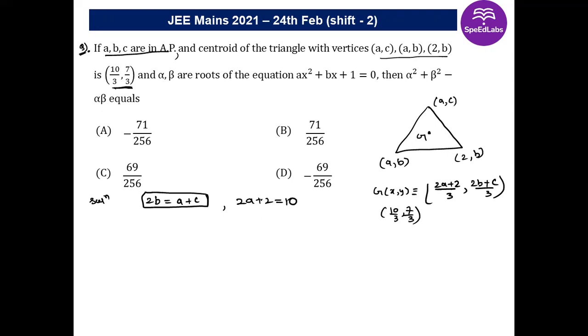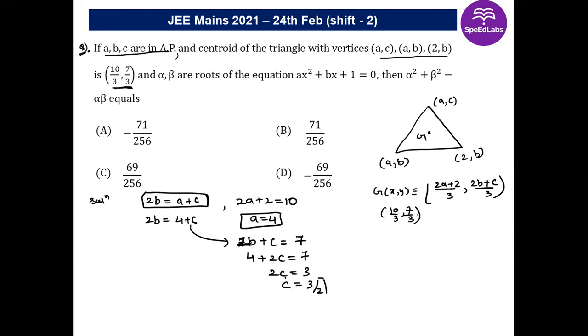Comparing the x coordinate, from here we are getting a simply as equals to 4, and if you compare the y coordinate, we'll get 2b + c equals 7. All right, 2b + c equals 7. Now from here you can put the value of 2b as 4 + c. If we put this value here, we'll get 4 + c, that will be 4 + 2c equals 7, and 2c will be 3.